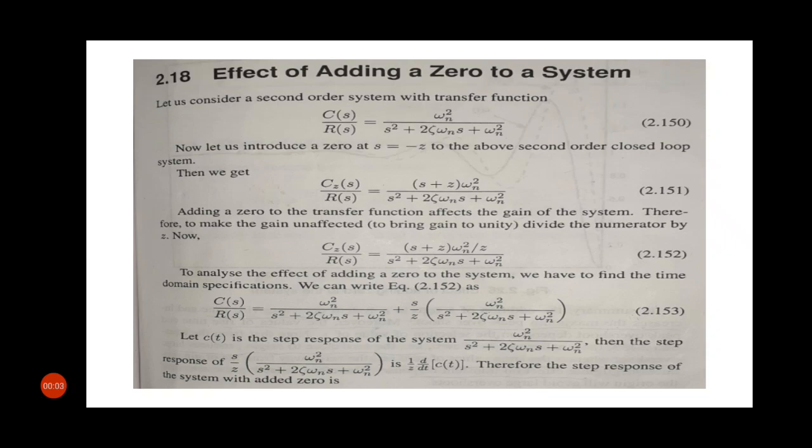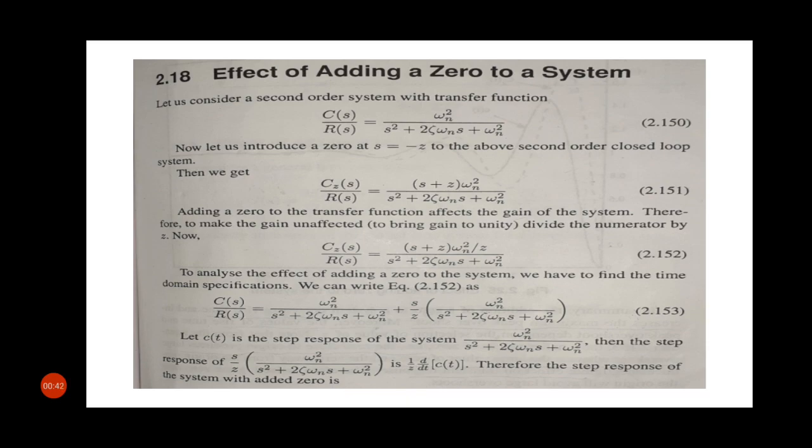Hello students, in this lecture I will discuss what will happen if we add one more zero or one more pole in the transfer function. First we consider the effect of adding a zero to a system. So let's start our discussion: if we add one more zero in our transfer function, then what will happen.